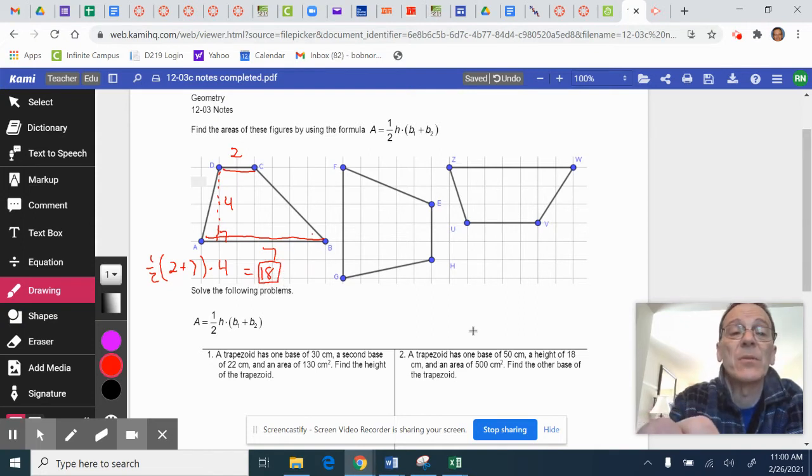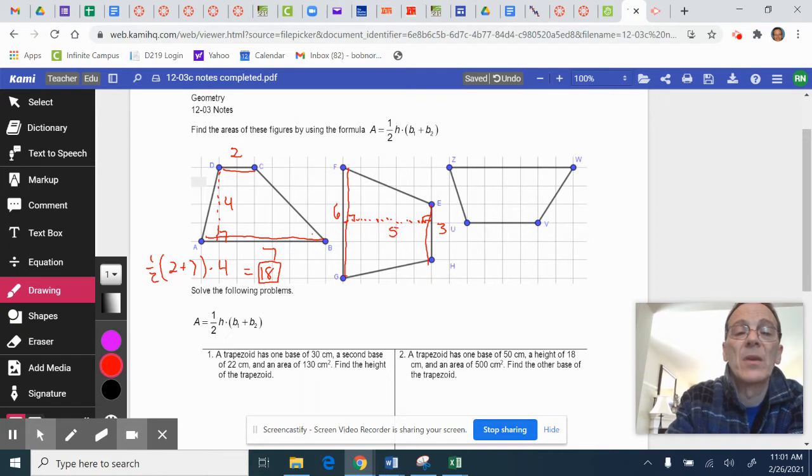How about this one here? The bases in the middle, again, are the parallel sides. That one's 3. This one is 6. The height runs, again, in a perpendicular fashion between both of the bases. And that's 1, 2, 3, 4, 5. So the height of this trapezoid is 5. The area is 1/2 times the sum of the bases, 6 plus 3, times the height. That's 9 times 5 is 45, times 1/2 is 22.5 square units.